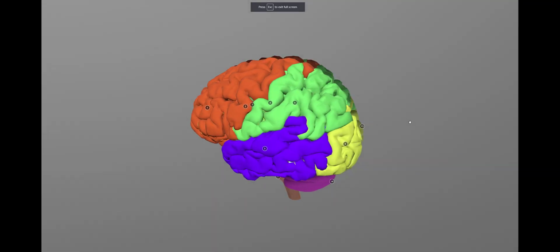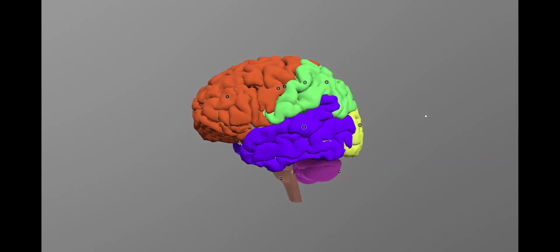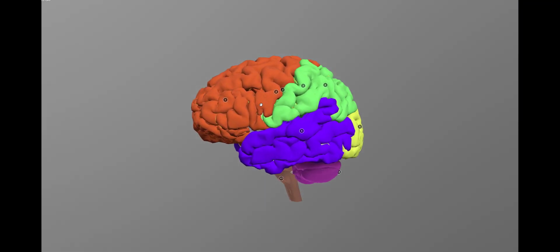This model shows just the surface of the brain called the cerebrum. When you look at the surface of the cerebrum, you see that it's covered in folds and then there are grooves. The folds are called gyri and the grooves are called sulci. The deep grooves are called fissures. So we have some important landmarks here.